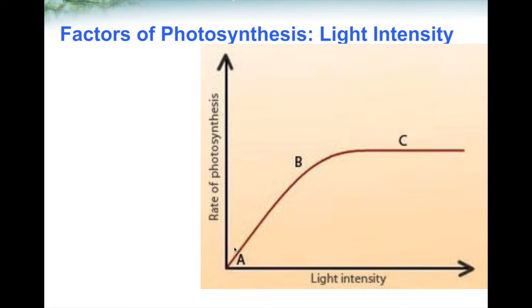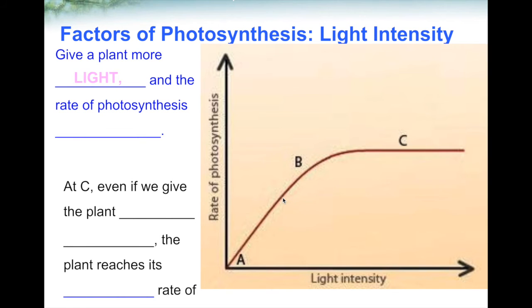So if you take a look at this graph from A to B, the plant is getting more light because it's moving from left to right, and as we're giving it more light, the rate of photosynthesis starts to increase, so it's making more food. And that makes sense because light is one of the things that a producer needs to do photosynthesis. So give a plant more light, the rate of photosynthesis increases. That means it makes food faster.